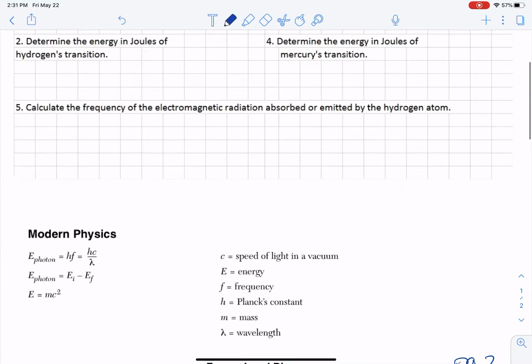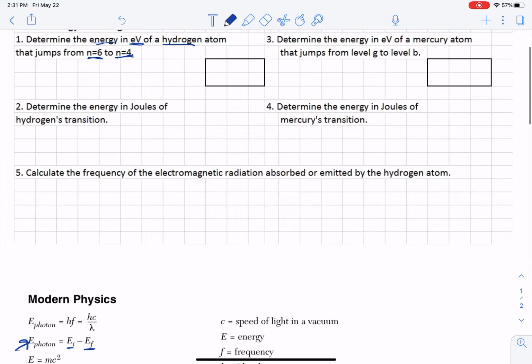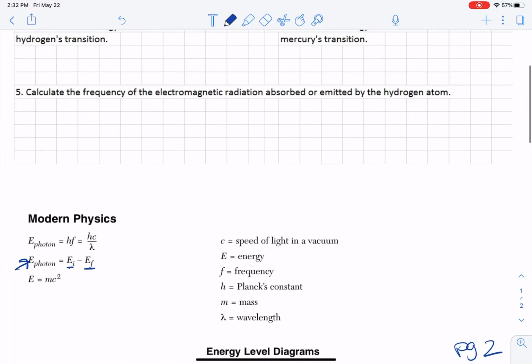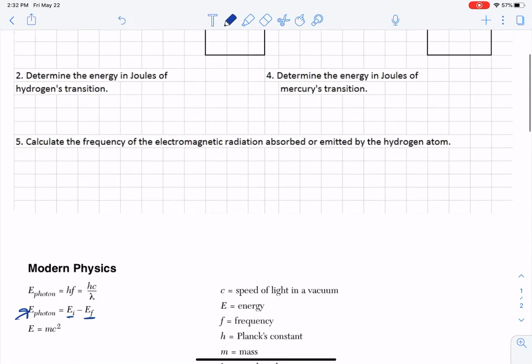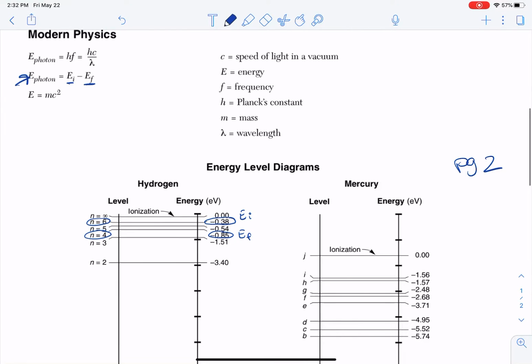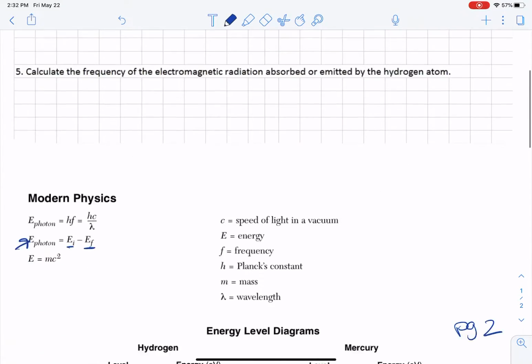So if we look at our modern physics equations, we are going to be looking at the energy of the photon from the initial minus the final. So the initial, in this case, it said N6 to N4, so this value is going to be my E initial, and this is my E final. So I'm going to be subtracting those two numbers from each other. So let me just scroll up.